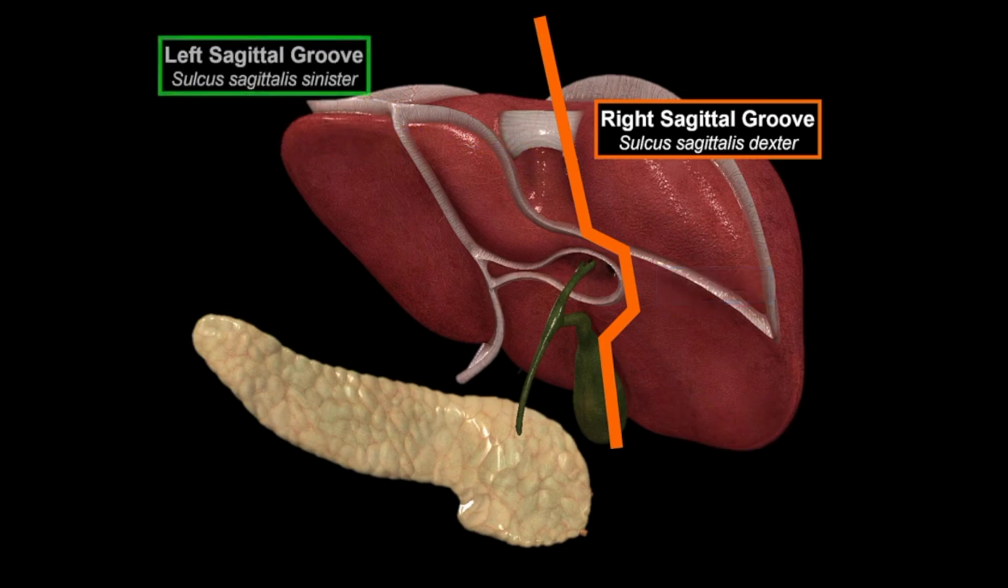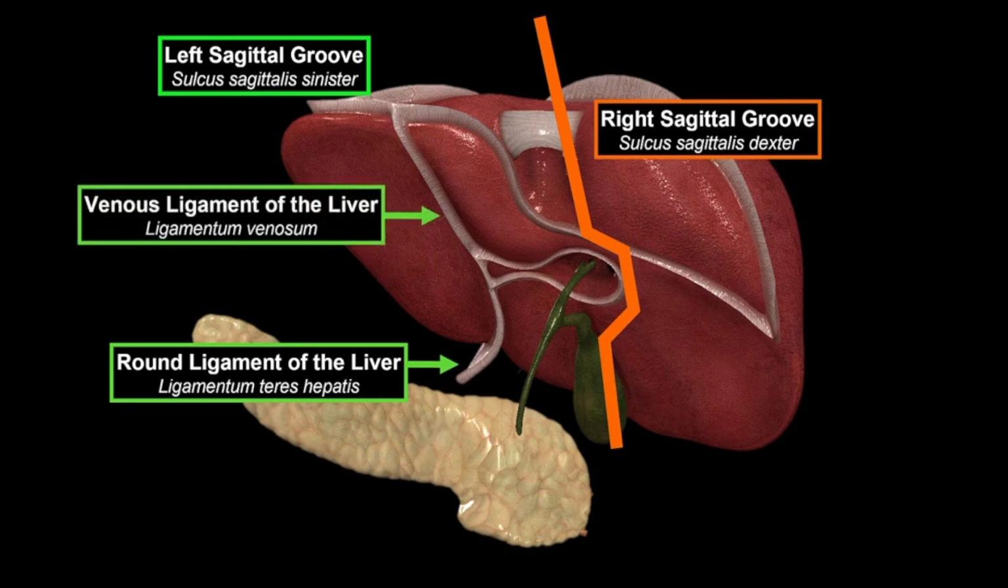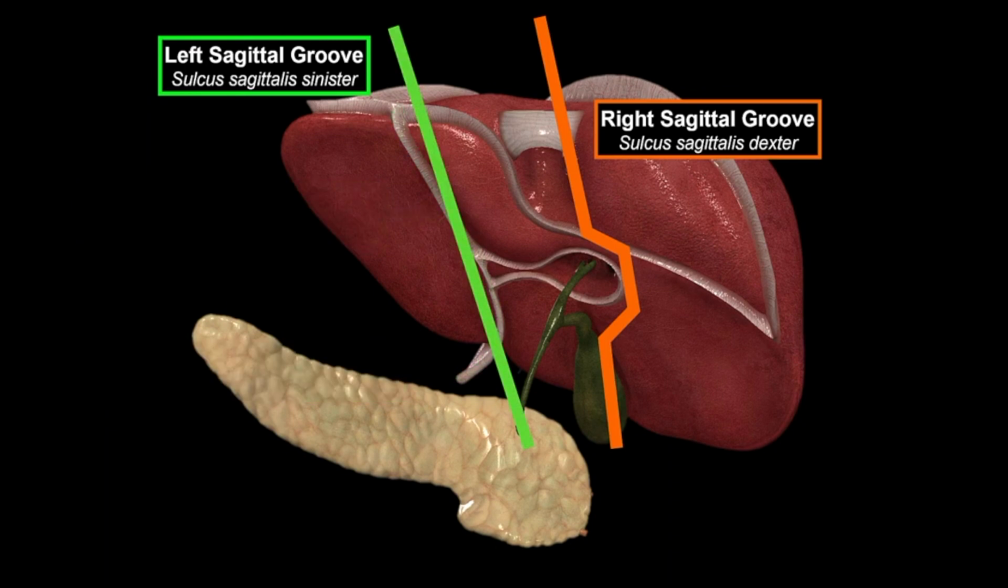And then we have the left sagittal groove. To understand this groove, we need to know the ligaments. Down here, we have a ligament called the round ligament of the liver, or ligamentum teres hepatis in Latin. And above that, there's a ligament called the venous ligament of the liver, or ligamentum venosum. These two ligaments form the left sagittal groove, which separates the left lobe from the rest of the lobes.